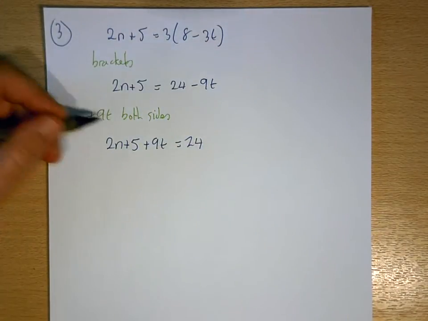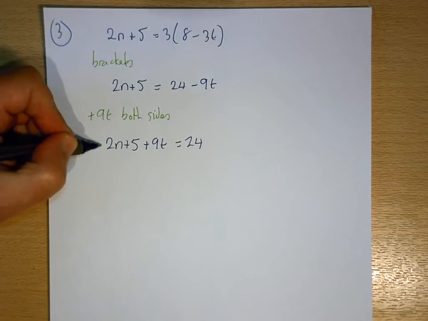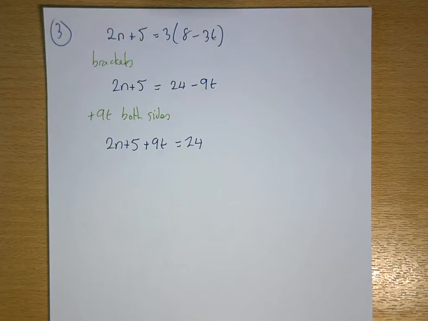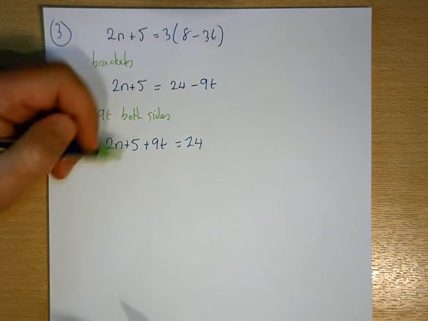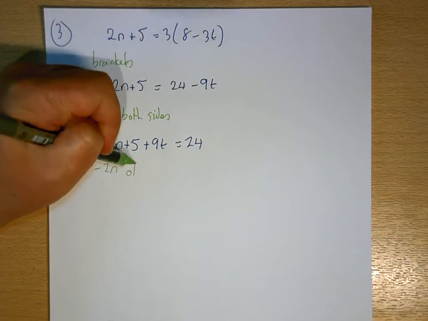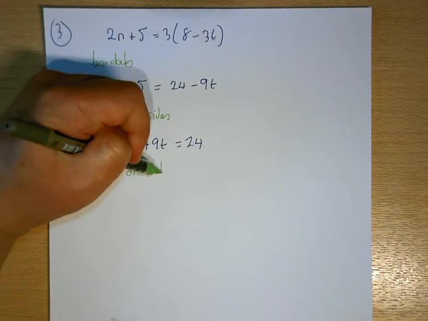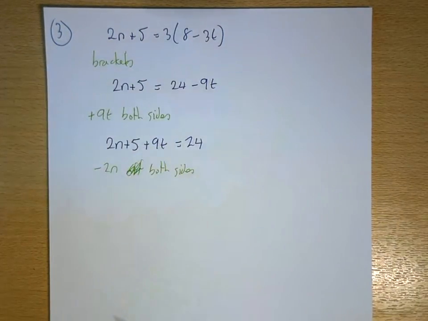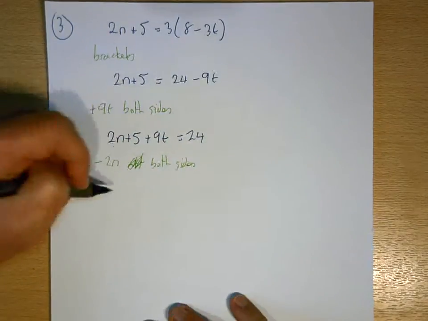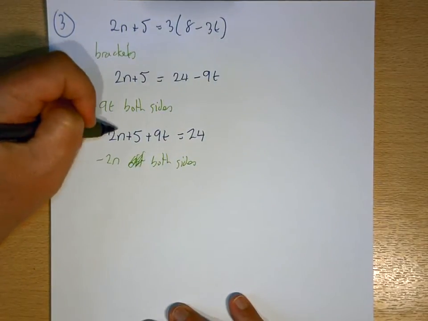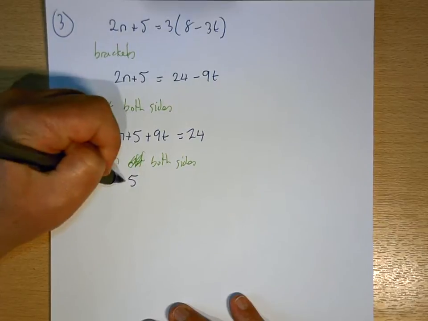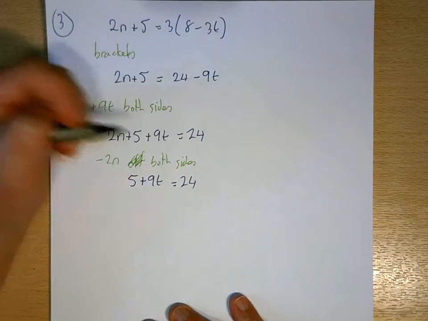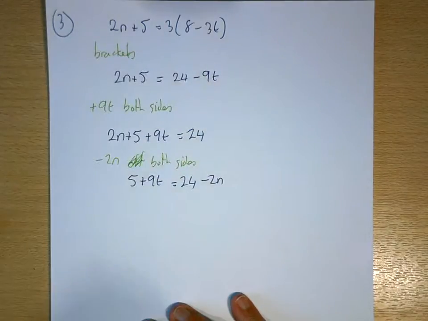Now I'll get rid of the 2n. It's a plus 2n on this side, so to get rid of that I've got to take 2n off both sides. Okay, so take 2n both sides. So it's going to go from this side, leaving me plus 5. Plus 9t equals 24, take 2n.